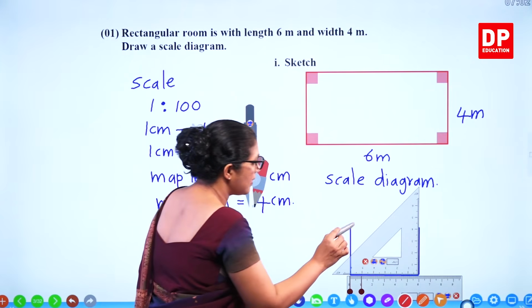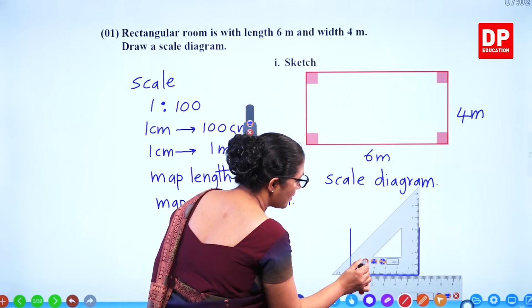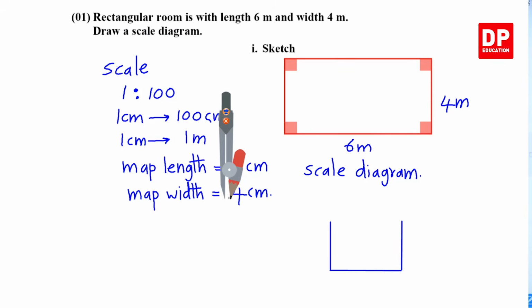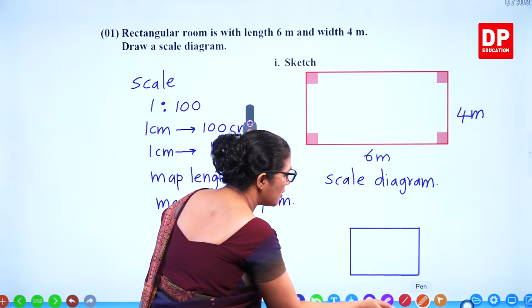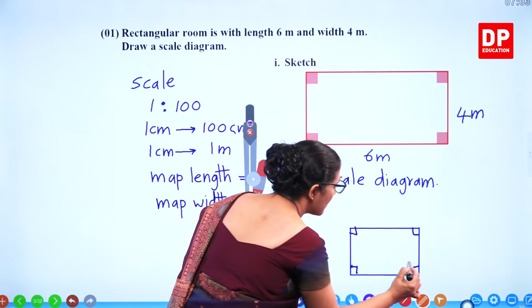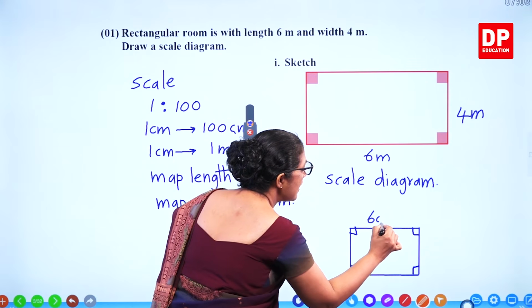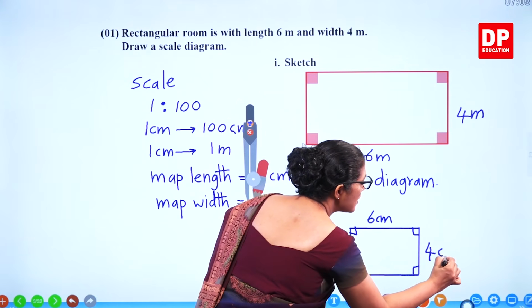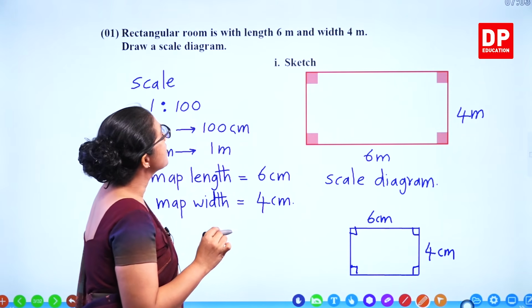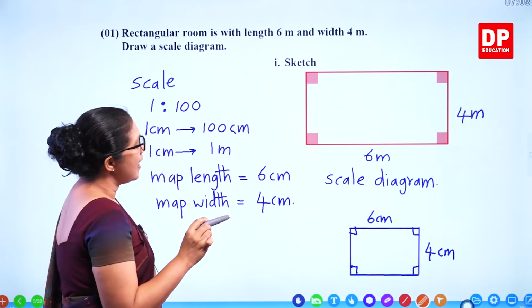Now I can connect this line with this one. So I don't need this now. So I can draw the line segment here to here. So this is the scale diagram. Here this is 90 degrees and this is 6 centimeter length and this is 4 centimeter length. You don't need the compass. So that's the scale diagram.